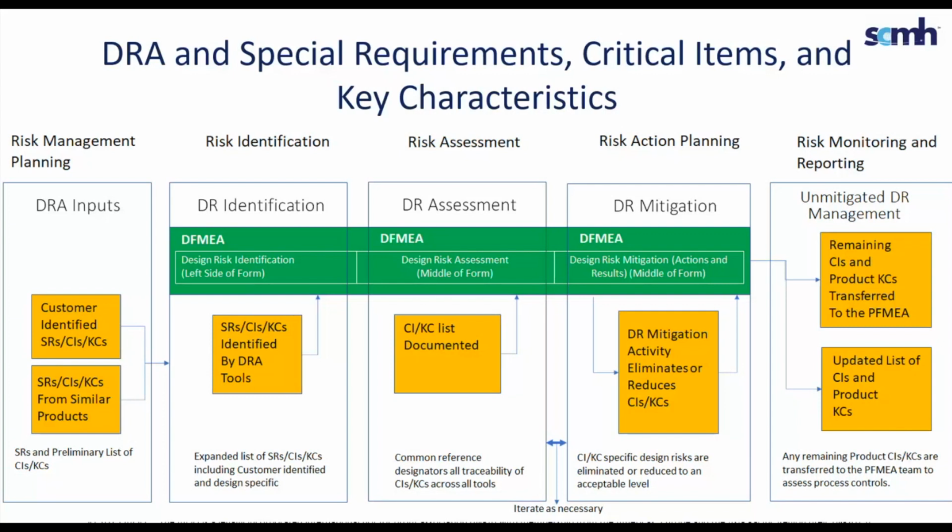Now, I do want to note that there is currently not a consistent methodology for identifying special requirements, critical items, and key characteristics within the aerospace industry. There is, however, a special characteristics industry working group that is chartered with creating the standard process. The DRA guidance currently aligns to the current definition within 9145, but the guidance will be updated when this working group completes their work.